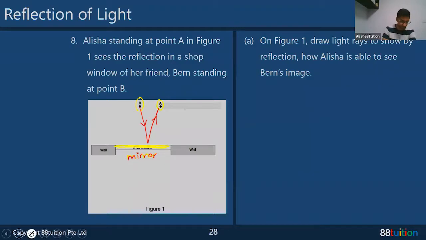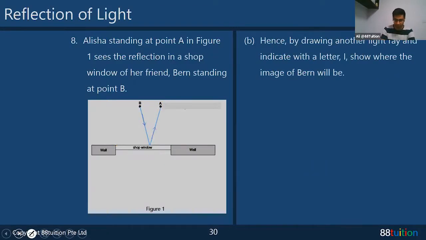Looks like I already drew the answer. So it's something like that. And then, by drawing another light ray, indicate with the letter I where the image of Bern will be. This is actually very easy. The image of Bern will be right across him, with exactly the same distance. Am I right? So it should be here.